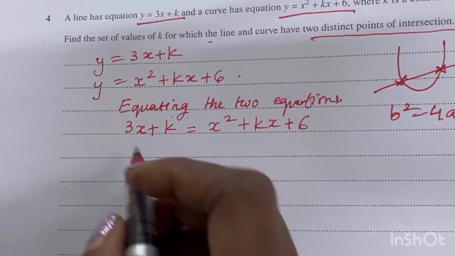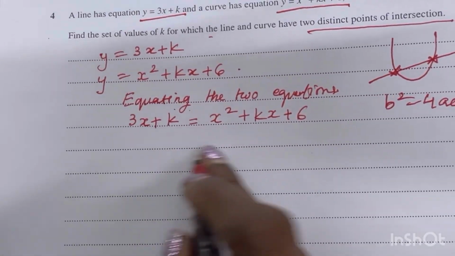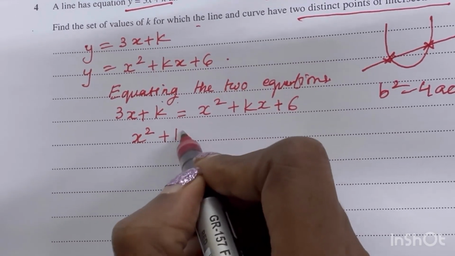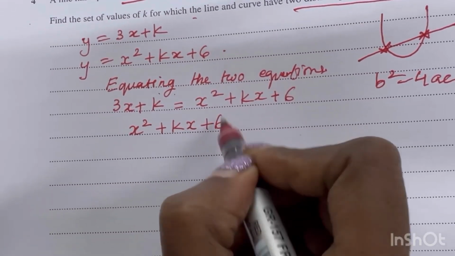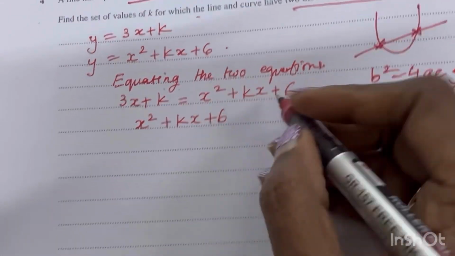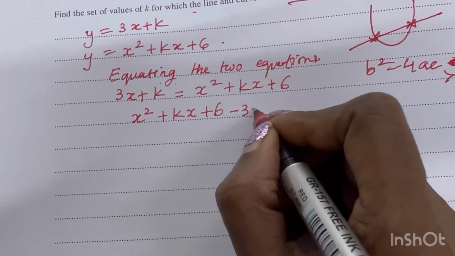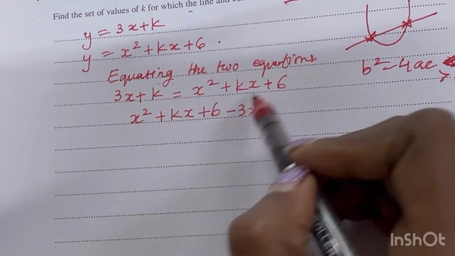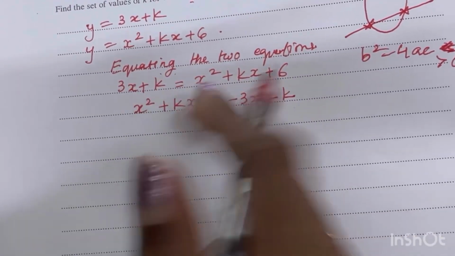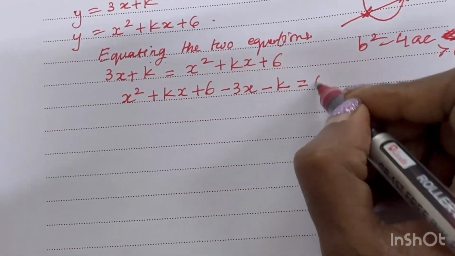Now if you have understood this, what you will have to do is collect all these terms on one side. So x square plus kx plus 6. Because there are three terms here, I'll shift this to the other side, so it will become negative 3x. And if I move this to the other side, it will become negative k. And what is left on this side? Nothing. So we will mark this as equal to 0.